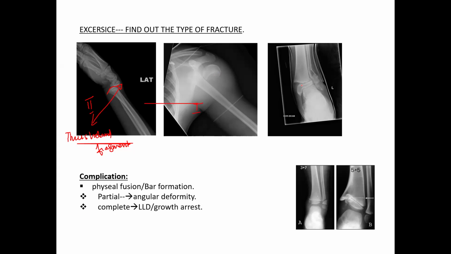If you see here, there is a fracture here, so it is again type 1. Only physeal separation is there. Here we have a greenstick fracture of the fibula. So this is how you describe these fractures.